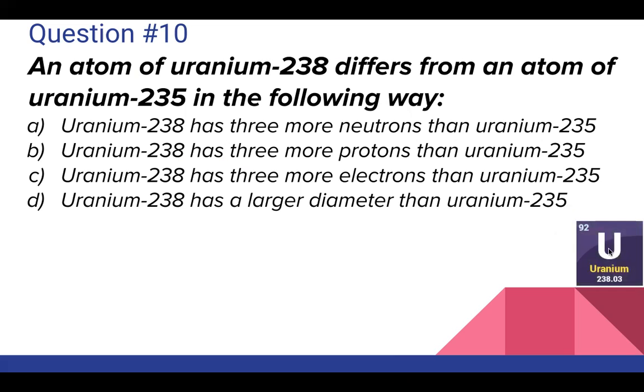So like I said earlier, uranium is always going to have the same number of protons, 92. So we can eliminate that answer. That doesn't make any sense. And like I said, the electrons have a negligible mass, so that won't be enough to affect it. So the only thing that could affect the mass in this case would be the number of neutrons. And really, it's the number of neutrons that create isotopes of a particular element.